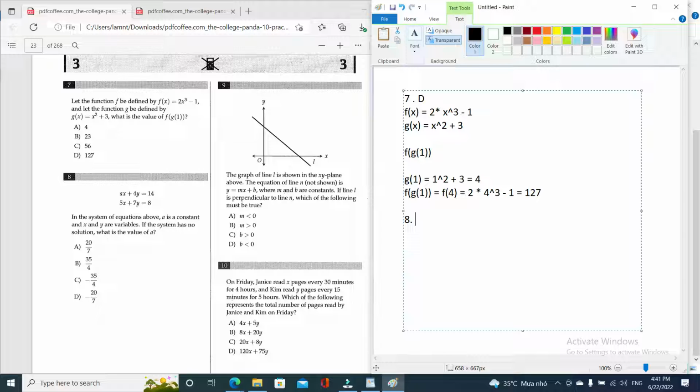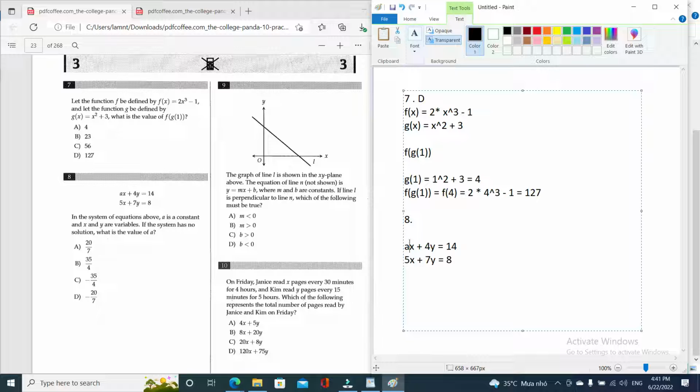For these types of problems we have to do a trick. A system of equations: ax plus 4y equal to 14, and 5x plus 7y is equal to 8. For this system of equations we have to do a trick. I want to make the coefficients of y the same, and then we're going to consider the system.